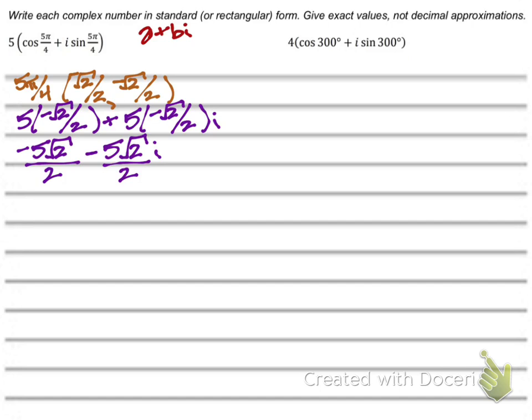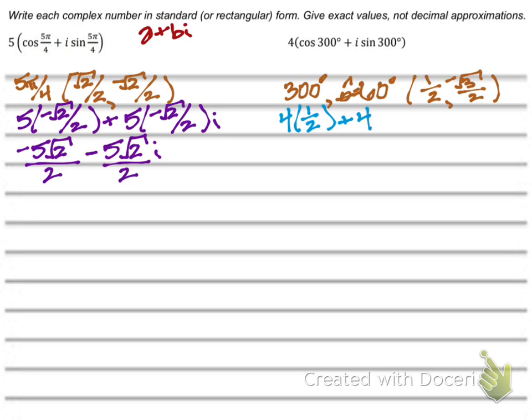So looking at the next one, if you want to talk about 300, you can think about the reference angle, which is 60 degrees. And my 60 degrees are all 1/2, root 3 over 2. And 300 degrees is in the fourth quadrant where we are positive, negative. So then my a value is the 4, which is my r, times the cosine of 300, which is 1/2, plus the 4 times the sine of 300, which is negative root 3 over 2, i.